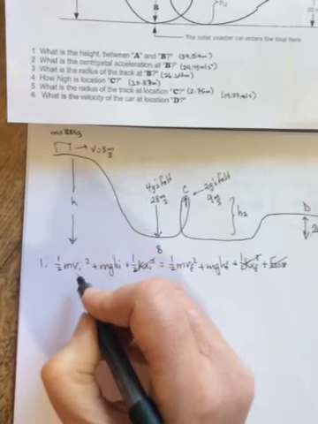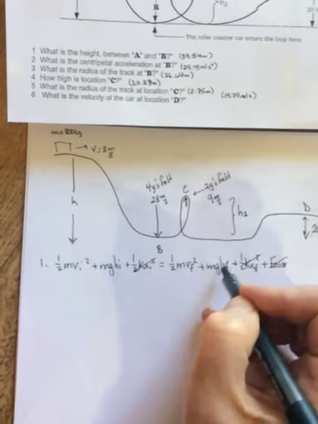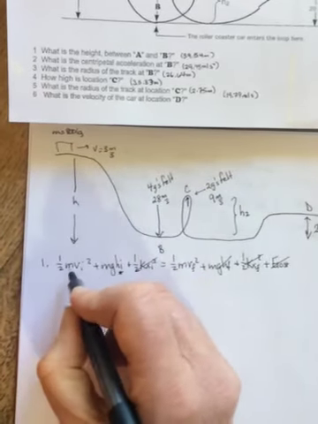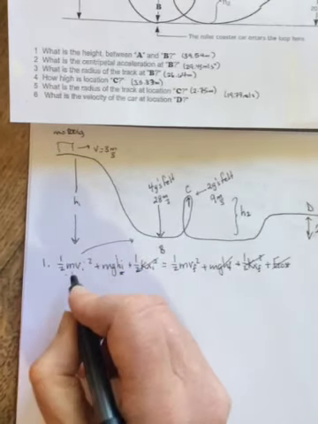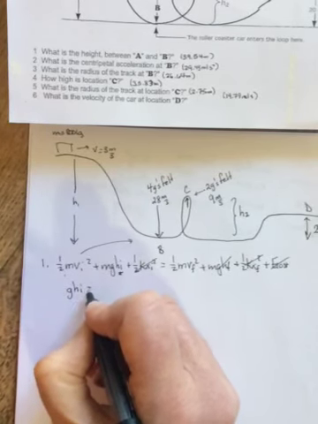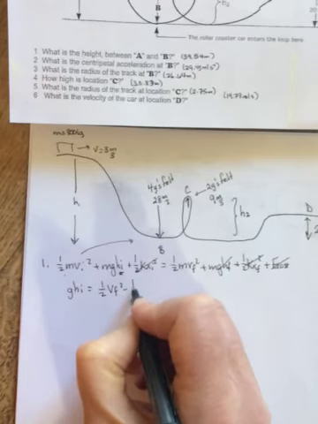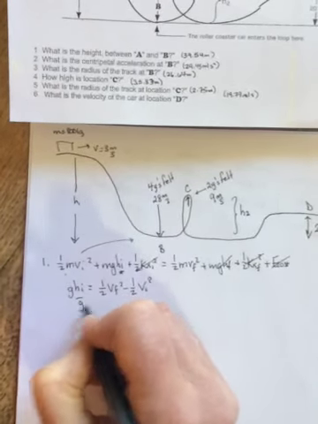At the top of the first hill, there is a speed and there is a height. At the bottom, there's a speed but no height. And so this time we're looking for this height. So take this term to the other side. There's m's in all of them, so they can go. So g h initial will equal 1/2 v final squared minus 1/2 v initial squared. Divide both sides by g.